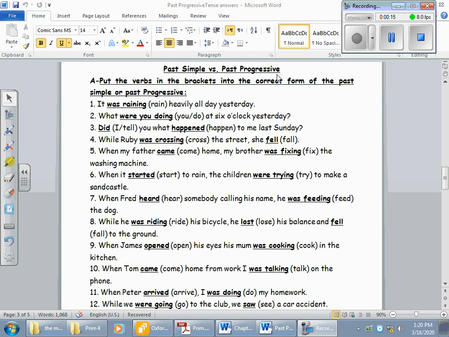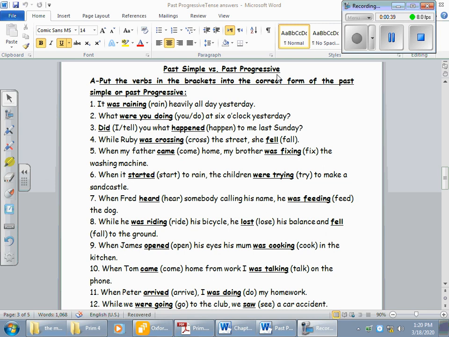Past simple tense is the tense in which an action happened in the past and ended. Okay, there's no influence for this action on our time being. We have some keywords of the past simple tense, which are yesterday, ago, last.